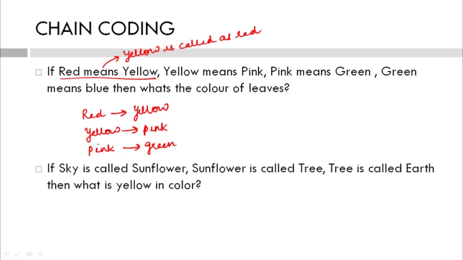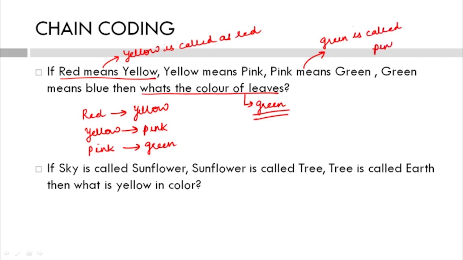Similarly, yellow means pink. That can be interpreted as pink is called as yellow in the coded language. Similarly, green is called as pink in the coded language, blue is called as green in the coded language. The question is, what is the color of the leaves? What is the color of the leaves generally? Leaves are generally green in color. Now, what is green called in this code language? Pink means green, or I can say green is called pink in the coded language.